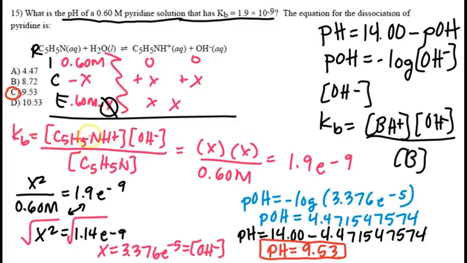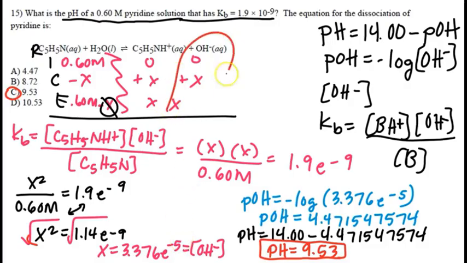Now, let's go ahead and write out our Kb expression. We have C5H5NH plus multiplied by the OH minus concentration divided by C5H5N. This is going to equal X times X divided by 0.60 molar, which is equal to the Kb value of 1.9 times 10 to the negative 9. So essentially, I have X squared divided by 0.60 molar equal to 1.9 times 10 to the negative 9. I'm going to cross multiply these two numbers, and I get 1.14 times 10 to the negative 9. To solve for X, I take the square root of both sides, and I get X equal to 3.376 times 10 to the negative 5.